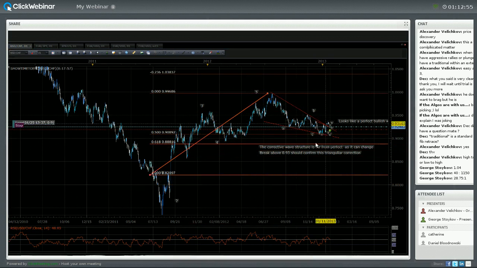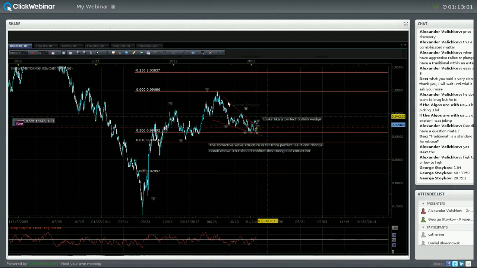the same extension. So if this is, and it looks like a perfect bullish wedge with a completely tethered wave triangle. Let me just remove this. Sorry. Again, about the language. I'm going to get called out by Alexander about the language.